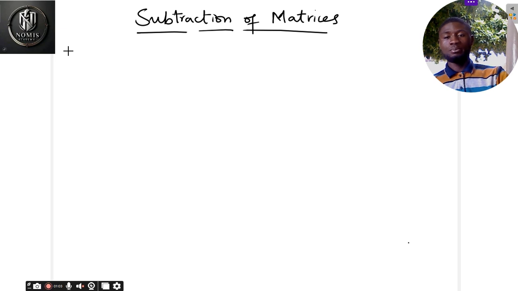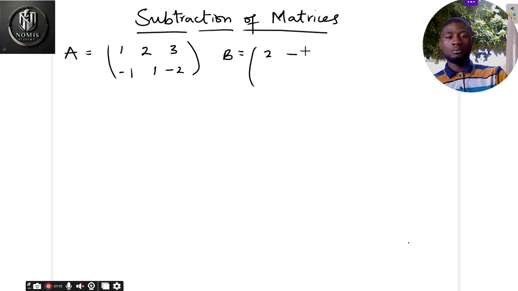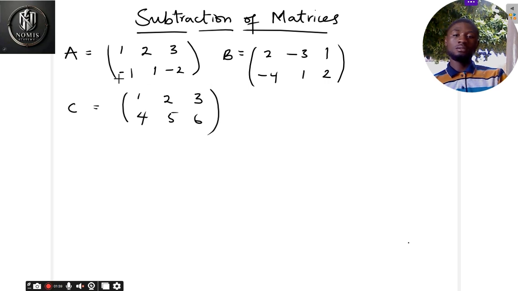So let's take an example. Let's say matrix A, we have 1, 2, 3, minus 1, 1, and minus 2. Matrix B, we have 2, minus 3, 1, minus 4, 1, 2. And we have matrix C, 1, 2, 3, 4, 5, 6. So you can see they are all 2 by 3 matrices.